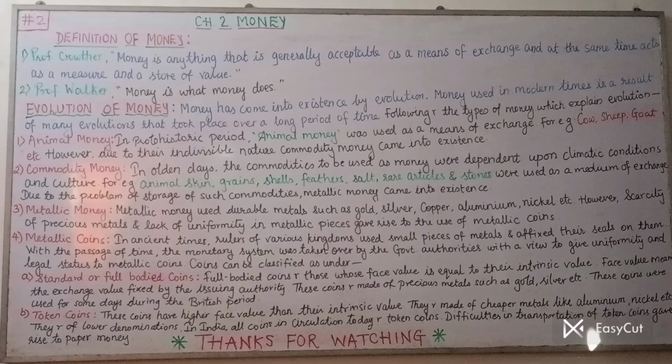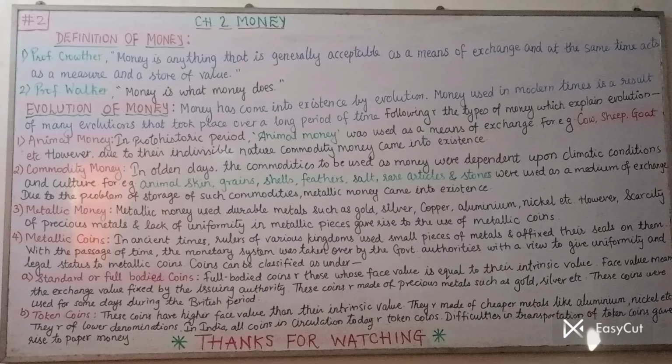Now let us see how the modern-day money which we are using was invented and evolved. Currently in India we are using the Indian currency, the rupee. But earlier, in the very olden days, in the historic and prehistoric period, this was not the currency at that time. So how we arrived at today's currency, that journey we are going to study in today's lecture. So let us start. Evolution of money. Money has come into existence by evolution. Money used in modern times is a result of many evolutions that took place over a long period of time.